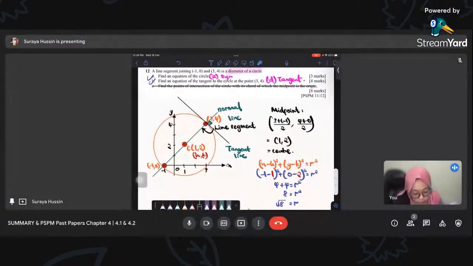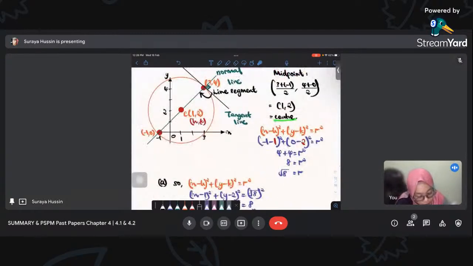Kalau kamu buat scale yang tepat, kamu sebenarnya boleh nampak dah dekat mana center. Center is very easy to see lah, which is 1 and 2. Tapi kalau tak nak lukis sejelas ini, you can use midpoint. 3 tambah -1 bahagi 2, dapatlah 1. 4 tambah 0 bagi 2, dapatlah 2. And there you go, you got your center.